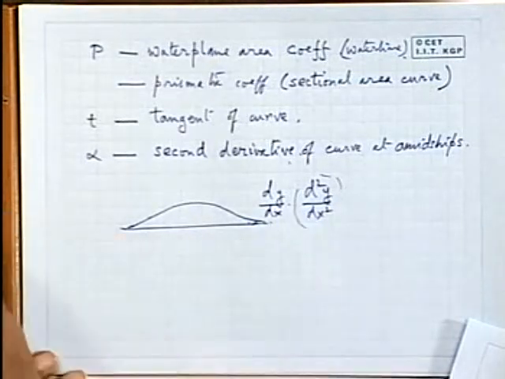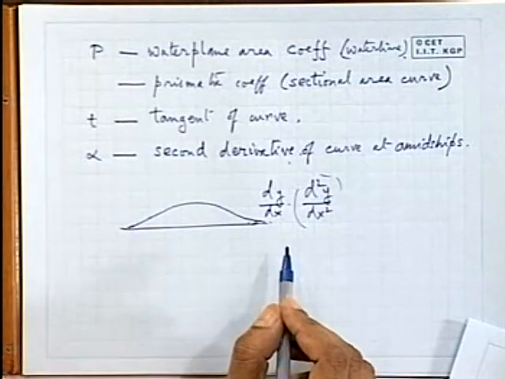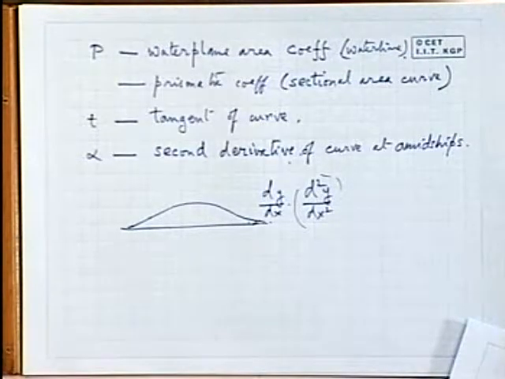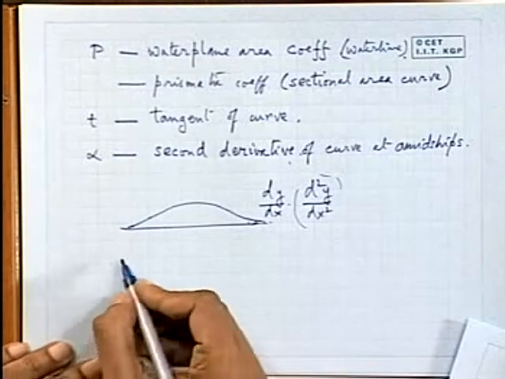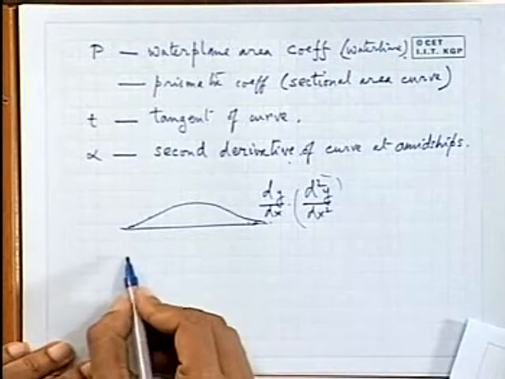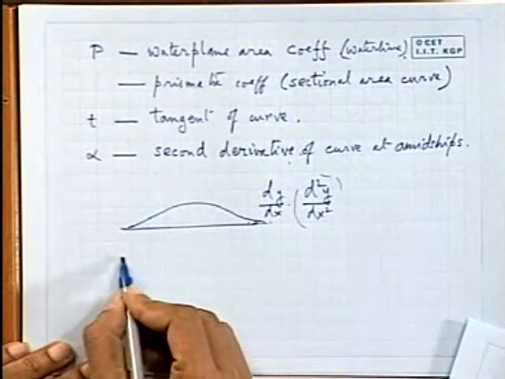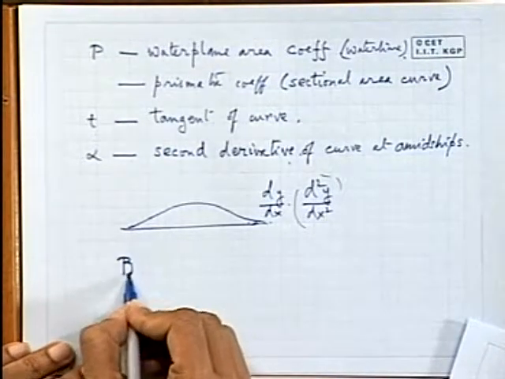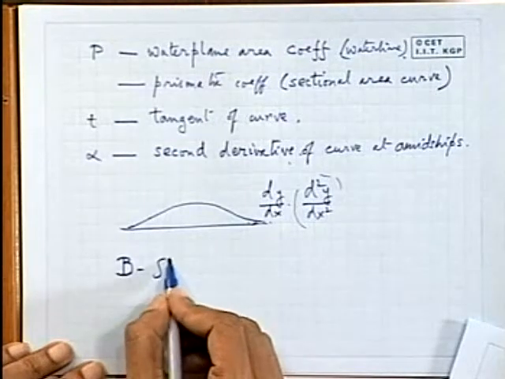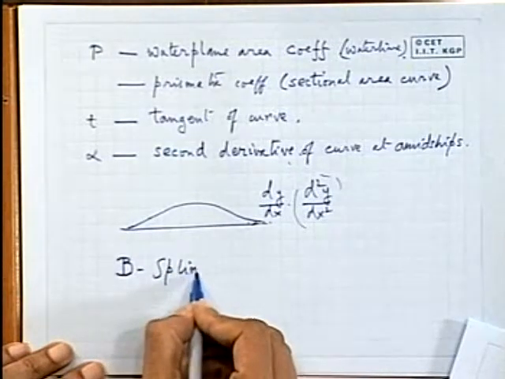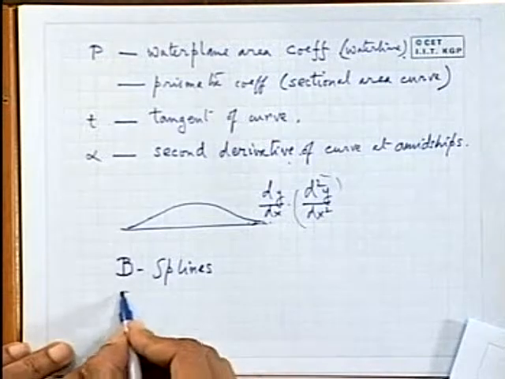Of course, now it has these polynomial equations. Now it has become much more advanced, and normally you try to find the ship lines to be made of these B splines, or sometimes you find cubic splines.